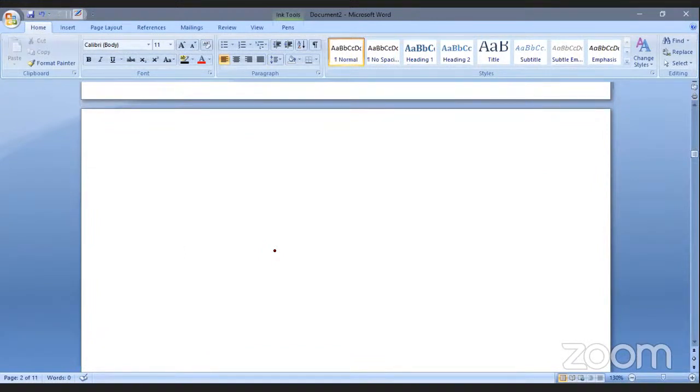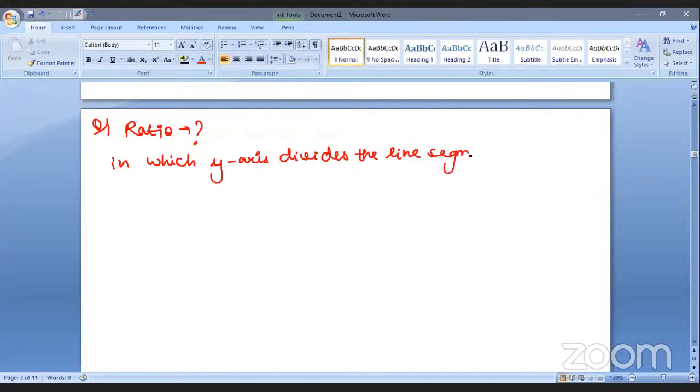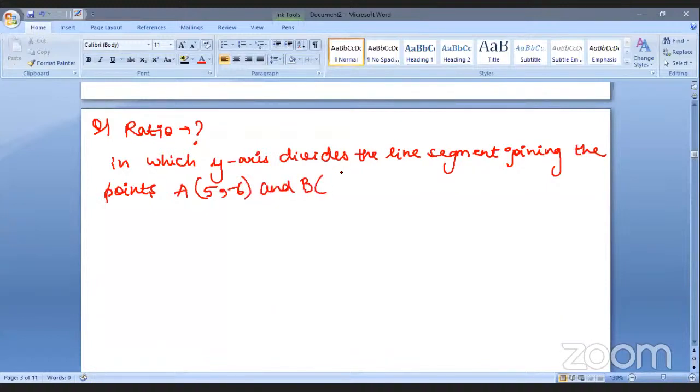The next question is: find the ratio in which the y-axis divides the line segment joining the points A (5, -6) and B (-1, -4). Is it -1? Just a second. Yes, -1, -4.